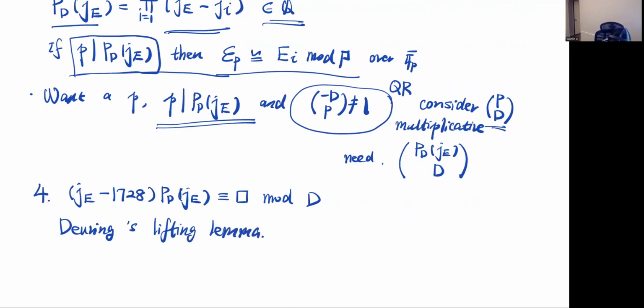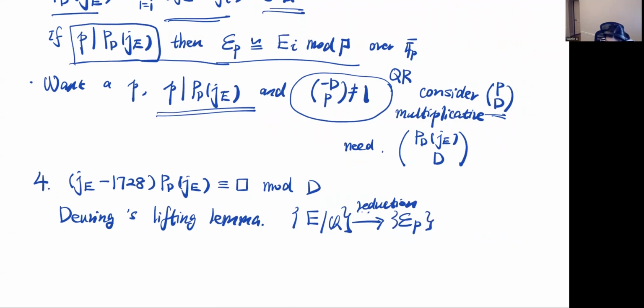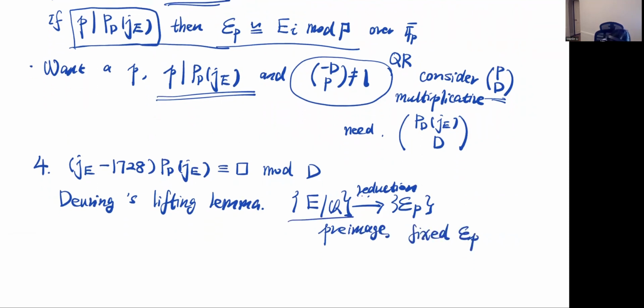So this actually comes from the idea that, we have been discussing Deuring's lifting lemma, let me just say one sentence about it. We have an E defined over a global field, and consider its reduction to E_P. So the set of curves E over Q reduced to E_P. Then Deuring's lifting lemma is essentially considering the pre-image of this reduction. In other words, if I fix E_P, how many pre-images are there?